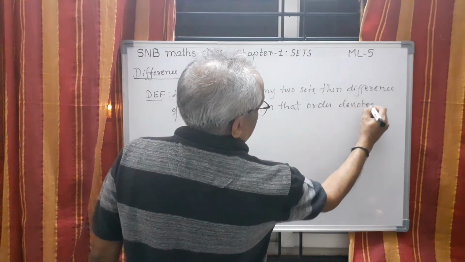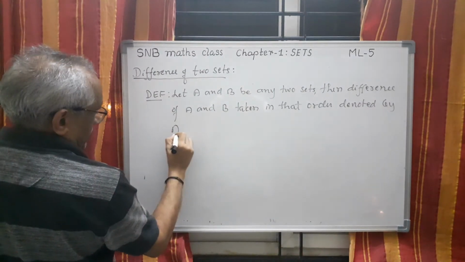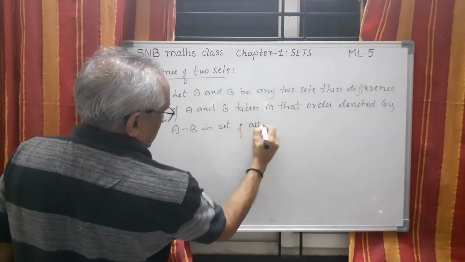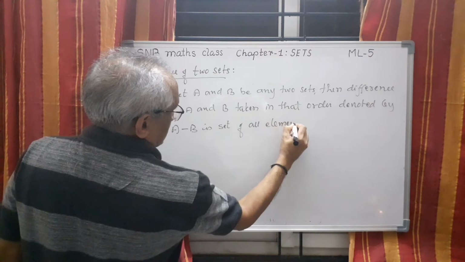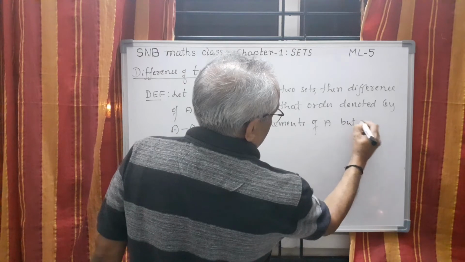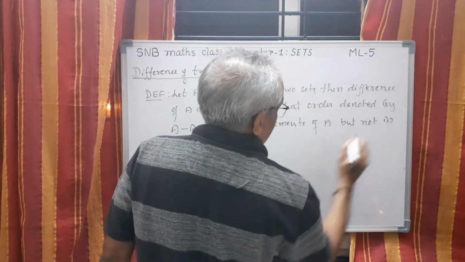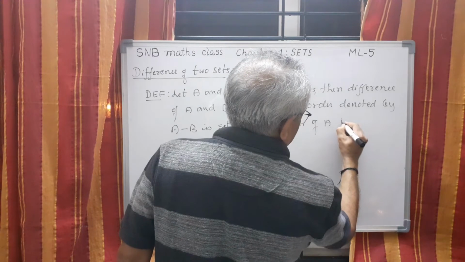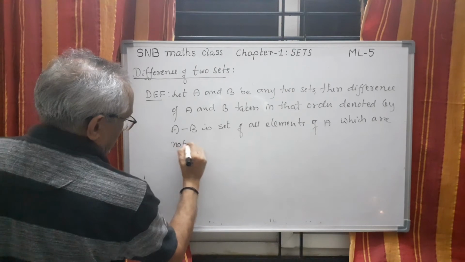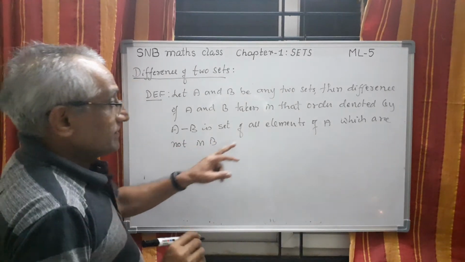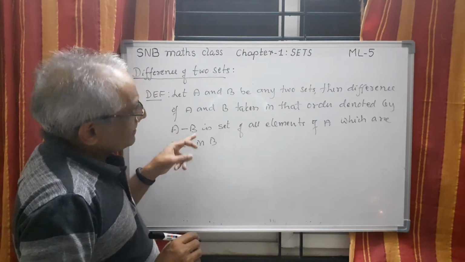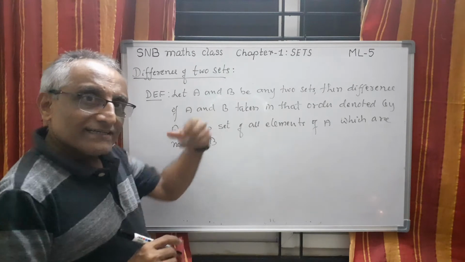denoted by A difference B, is the set of all elements of A but not in B, or you can write, which are not in B. See, what is important is "taken in the same order": A minus B means A is first, B is second. Taken in the same order, you can also say B minus A; in that case, it is B minus A.